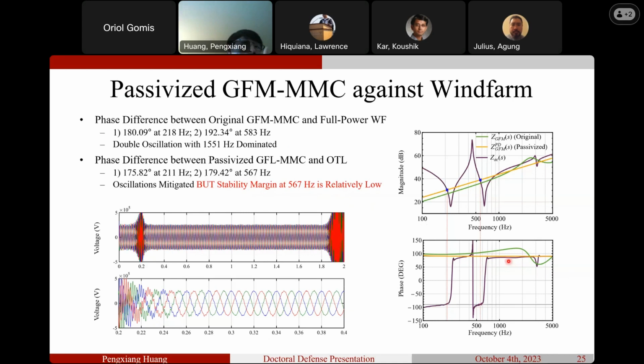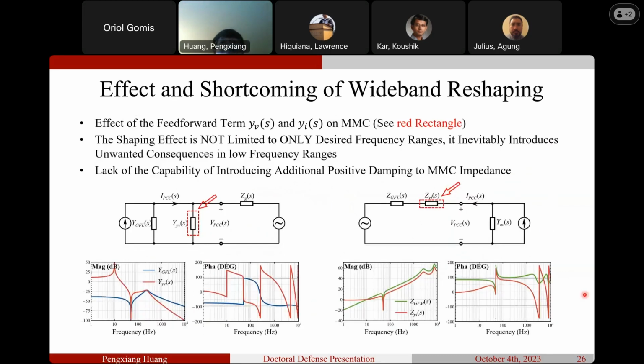One, if there are any background harmonics in the close proximity of 567 Hertz, they will be amplified. And the other bad thing is if the AC system has much more negative damping, the system can be unstable. So this page is talking about the wideband reshaping effect on the low frequency impedance of MMC.